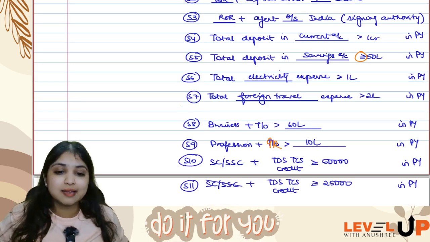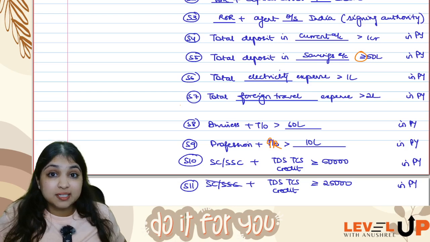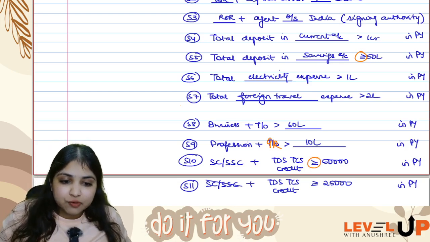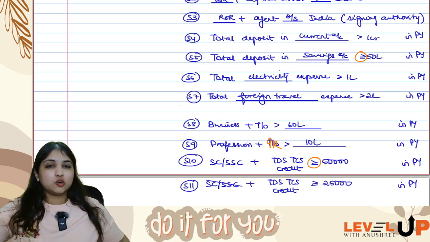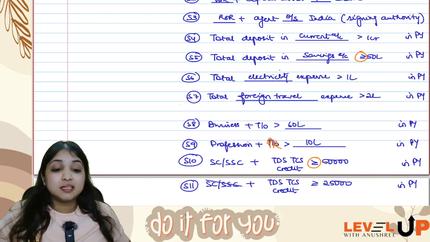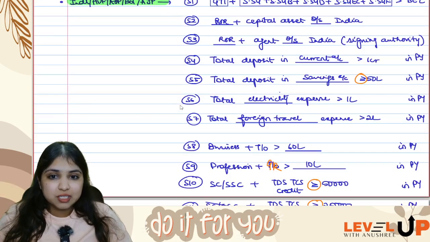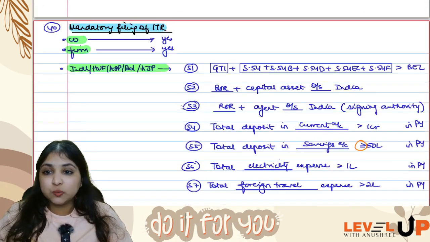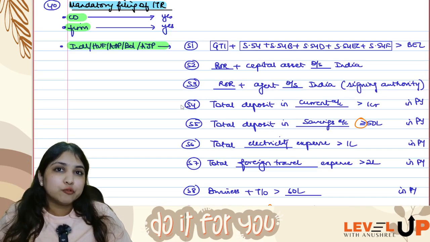is more than 10 lakhs, or if you're a senior citizen or a super senior citizen with TDS TCS credit at least 50,000, or if you're not a senior citizen or a super senior citizen with TDS TCS credit at least 25,000. There are 11 situations. Even if one out of these 11 situations is fulfilled, you will mandatorily have to file ITR.